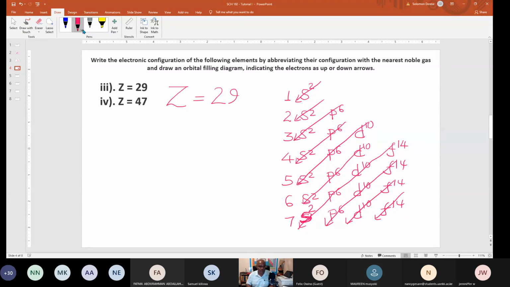So now, this is how we do it. You fill the first shell, after that you go to fill this one. When this one is done, you go up here. When this one is done, you go here. When this one is done, you come up here. So you just follow the arrows. Okay?